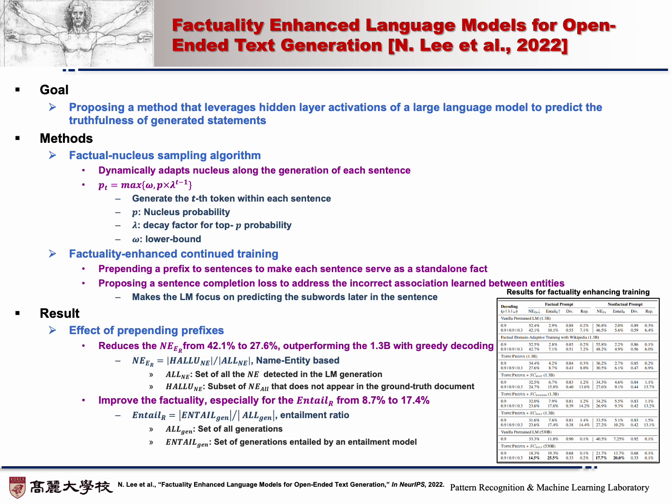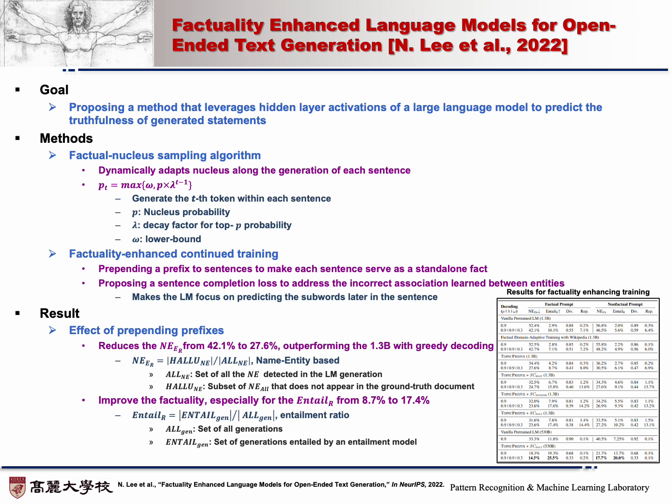This process effectively steers the language model to focus on predicting subsequent words in the sentence, emphasizing accuracy. The results are quite impressive, where with the mere act of prepending prefixes, the named entity-based errors reduced from 42.1% to 27.6%. This outperformed the 1.3 billion model with greedy decoding, and furthermore, they achieved a substantial improvement in factuality, especially in the entailment ratio, which saw a leap from 8.7% to 17.4%.